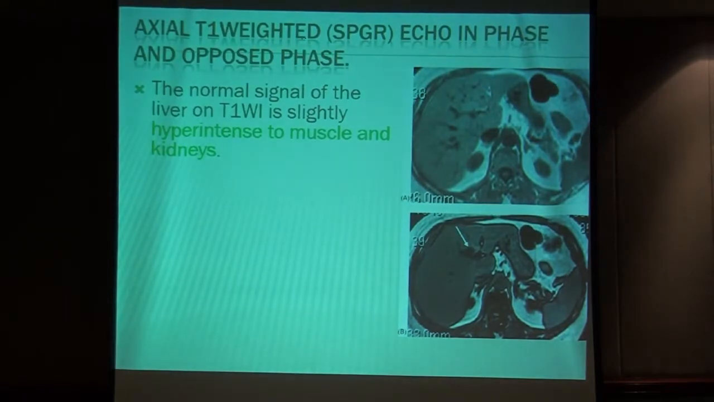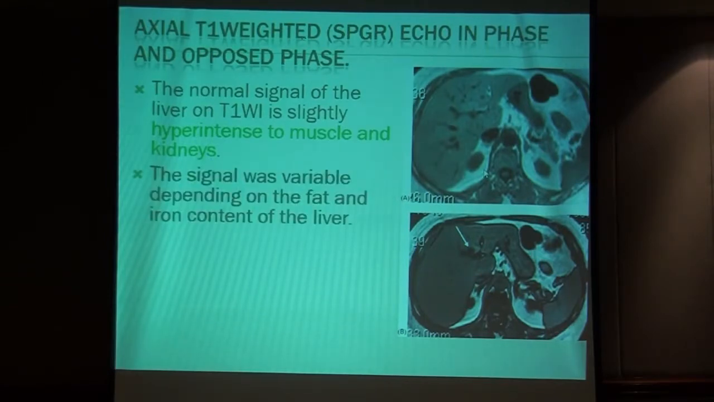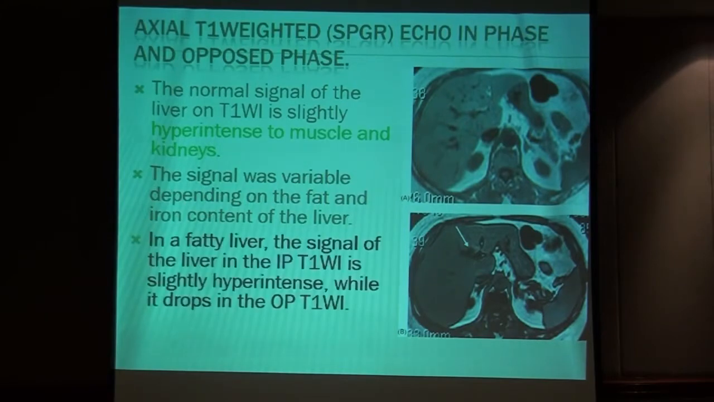Axial T1 weighted, spoiled gradient echo in phase and out phase. The normal signal of the liver on T1 is slightly hyperintense to muscles and kidneys. The signal is variable depending on the fat and iron content of the liver.